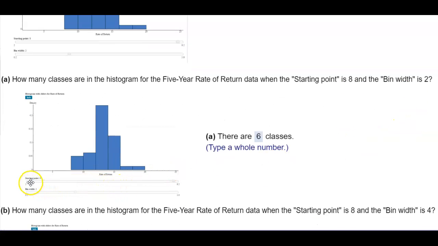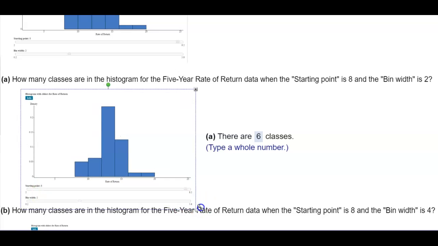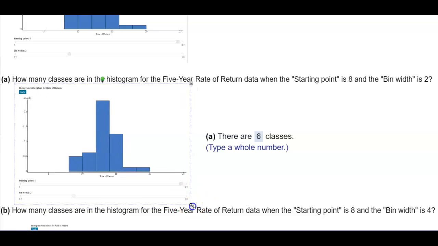So down here we have the starting point, which is located at 8. Okay, so that means down here we want to make sure that the number is located here. It says 8. And then the bin width we want to change, so we need to scroll to the right to get the value of 2. So we have a starting point of 8, a bin width of 2.